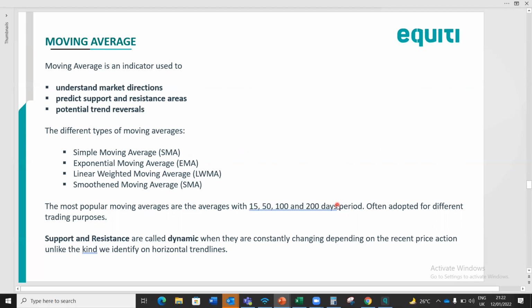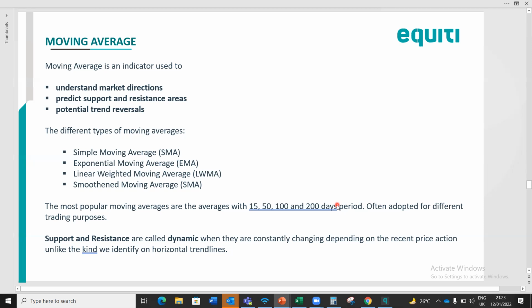So first, let's answer what the moving average is, and then we can use it to answer what dynamic support and resistance actually are. Now, a moving average is an indicator that is used, one, to understand market directions, two, to predict support and resistance areas, and three, to also know potential trend reversals. So these are the things that we would be looking at on what the moving average is used for.